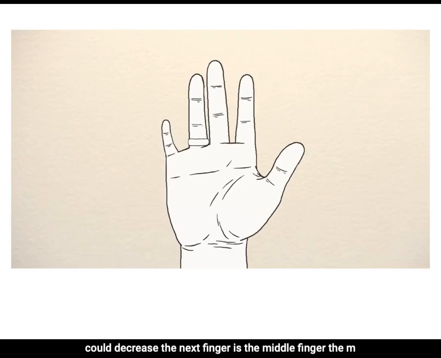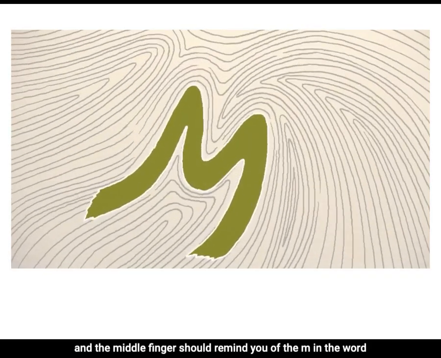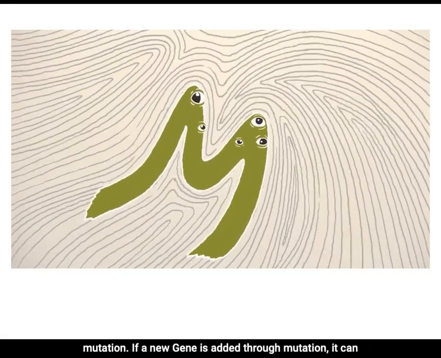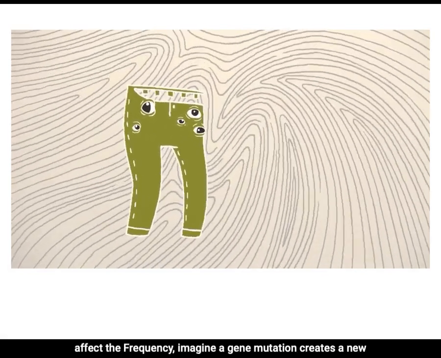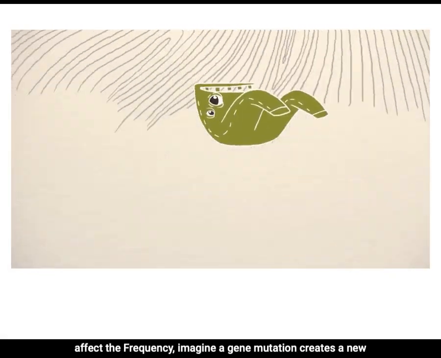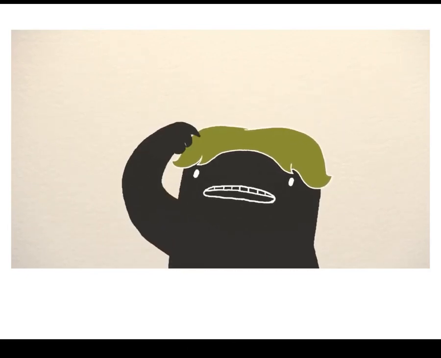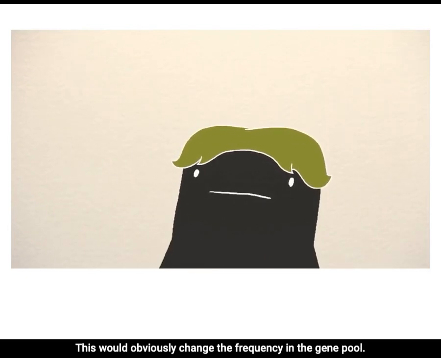The next finger is the middle finger. The M in the middle finger should remind you of the M in the word mutation. If a new gene is added through mutation, it can affect the frequency. Imagine a gene mutation creates a new color of hair. This would obviously change the frequency in the gene pool.